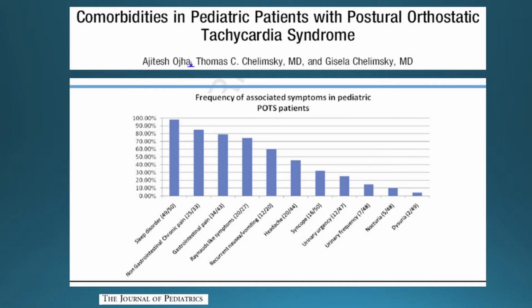This is a pediatric population that we published, I don't remember how long ago, maybe 5 years ago. Sleep disorders are extremely common. Non-GI chronic pain, GI pain, Raynaud's-like symptoms, recurrent nausea, vomiting. Headache is very common. Syncope is very common. And urinary symptoms in the pediatric population are less common; in the adult population, there are more.